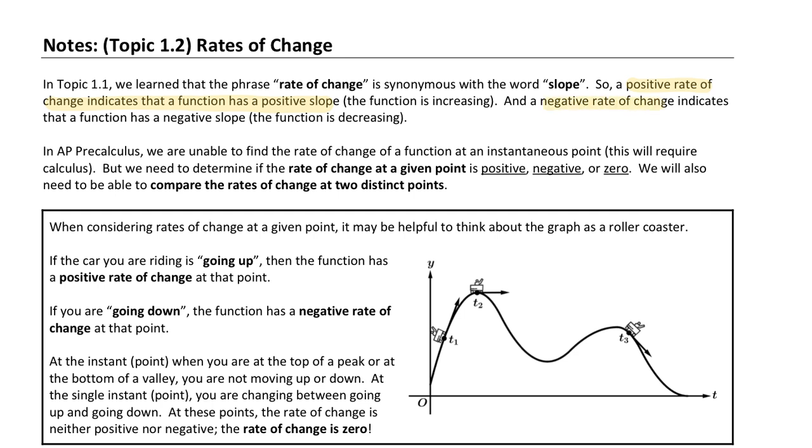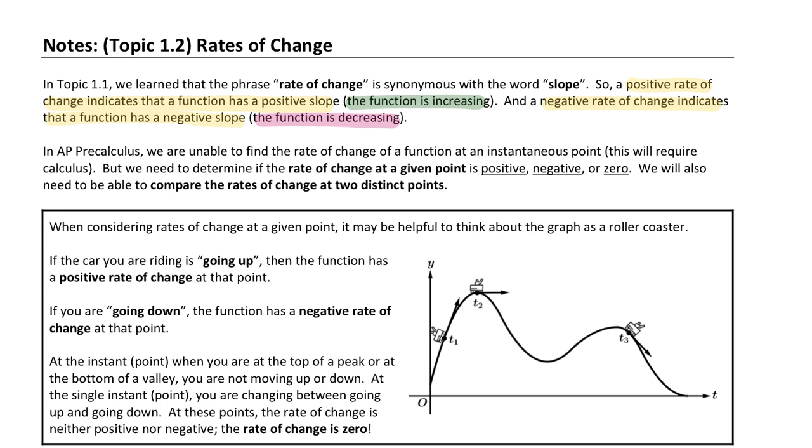And vice versa, a negative rate of change indicates that a function has a negative slope, meaning the function is decreasing. If we're using the same color scheme as we did last time, we can highlight the phrase the function is increasing in green and the function is decreasing in pink. Okay, so all of these things are going to tie together to continue to allow us to talk more in depth about the behavior of functions.